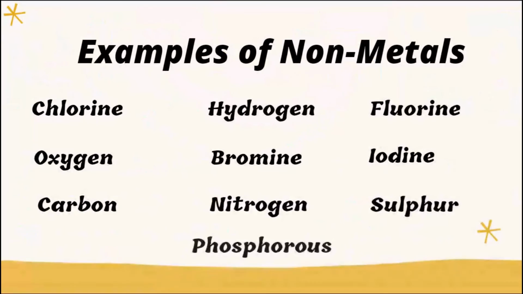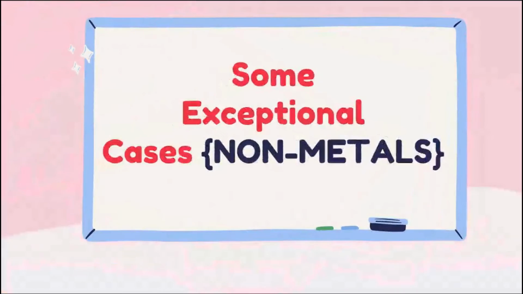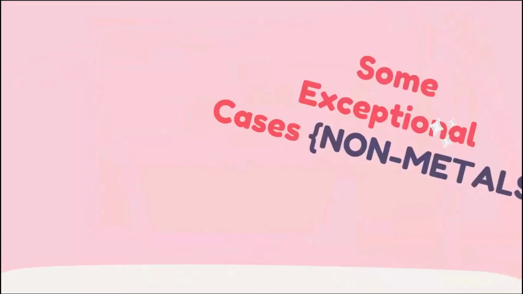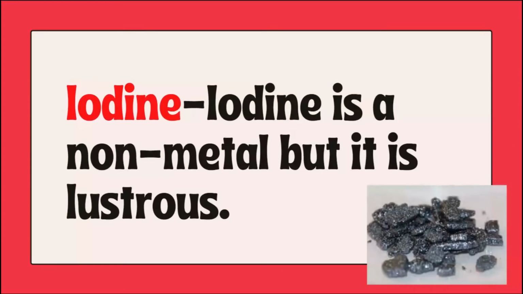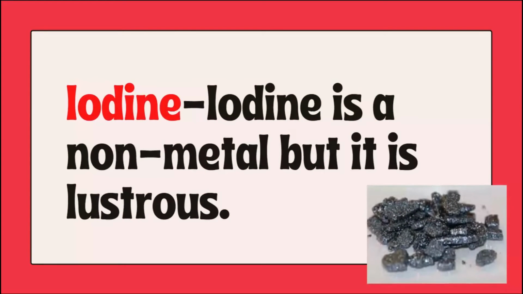Now let's talk about some examples of nonmetals. They are chlorine, oxygen, carbon, hydrogen, bromine, nitrogen, phosphorus, fluorine, iodine, sulfur, etc. Now comes some exceptional cases of nonmetals. First, iodine. Non-metals are dull, but iodine being non-metal is lustrous.